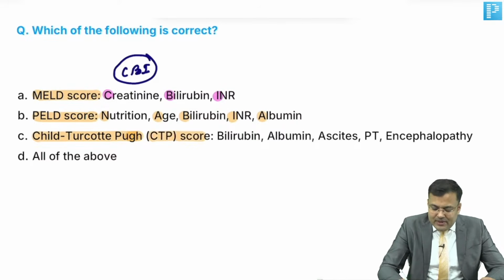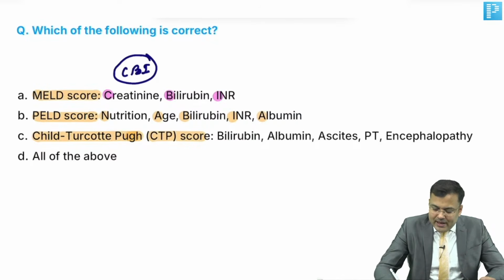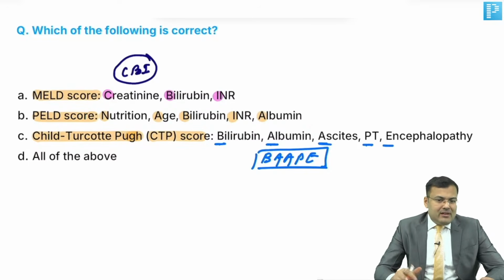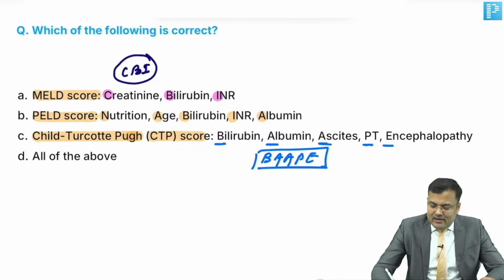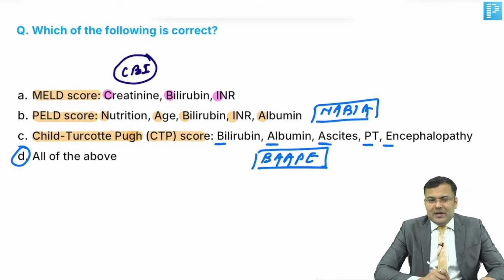And what is CTP score? How to remember? The mnemonic is BAPE. Components are bilirubin, albumin, ascites, PT that is INR, encephalopathy. So, CBI for MELD, NABIA for PELD, and the third is BAPE. So, what is the correct answer? Correct answer is option D, all of the above.